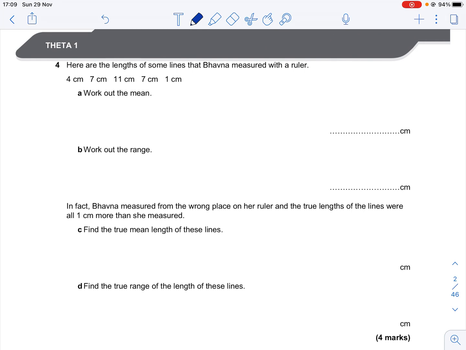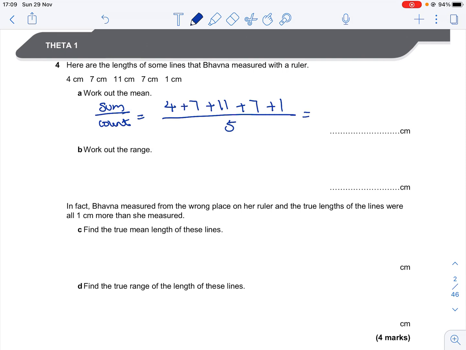Here are the lengths of some lines that were measured with a ruler. So work out the mean. So again, the mean is that we do the sum divided by count. So the sum is 4 plus 7 plus 11 plus 7 plus 1 and divide by 1, 2, 3, 4, 5.